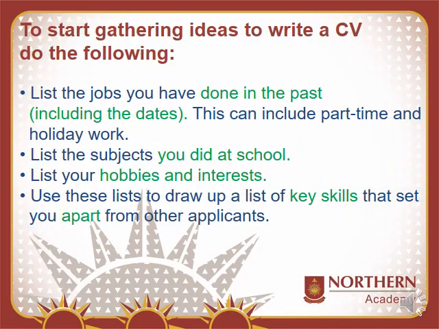Now, to start gathering ideas to write a CV, you need to do the following. Firstly, you need to list the jobs you have done in the past, including the dates. This can include part-time or holiday work. Secondly, list the subjects you did at school. Thirdly, list your hobbies and interests. Fourthly, use this list to draw up a list of key skills that set you apart from other applicants.